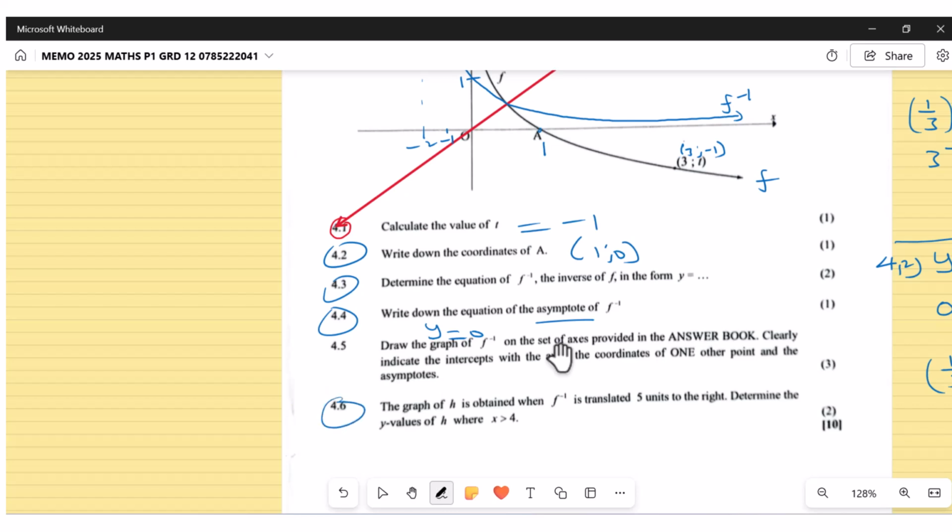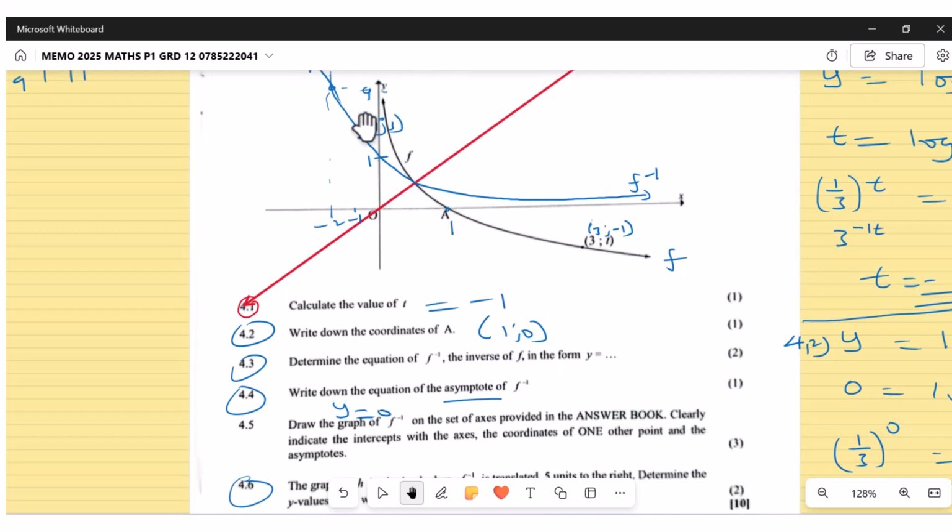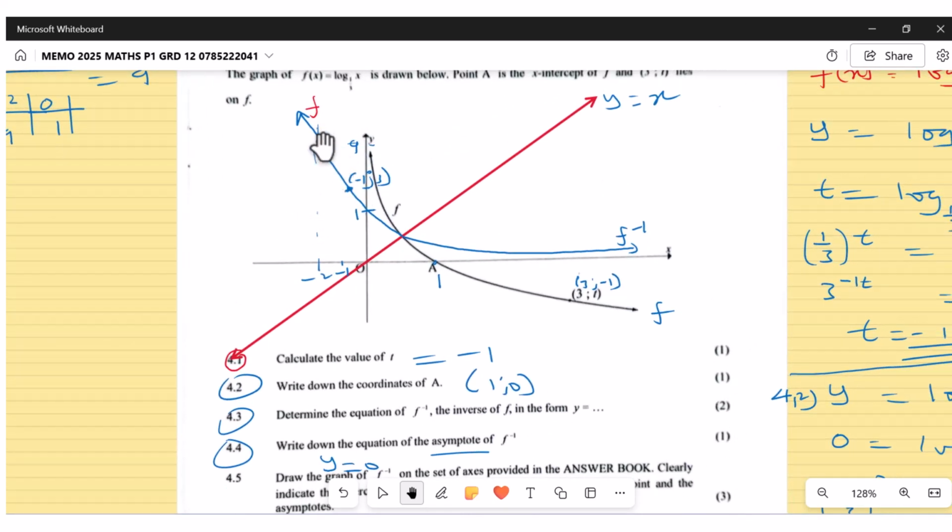Now when we translate to the right, don't forget that our first function, our f inverse, this one here, the inverse function, we got it as what? As 3 power negative x, right?